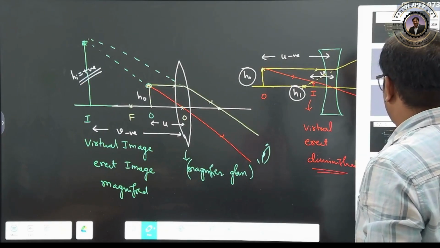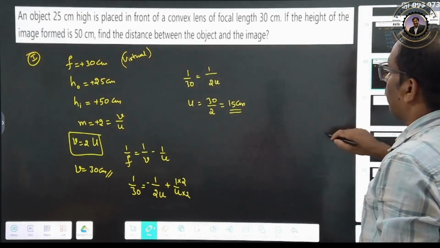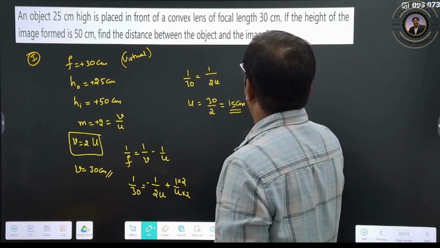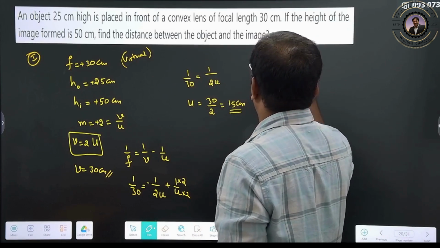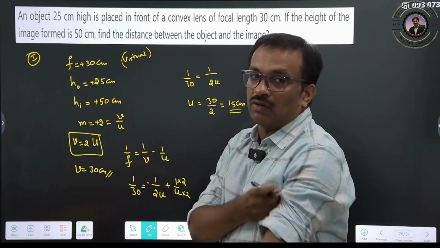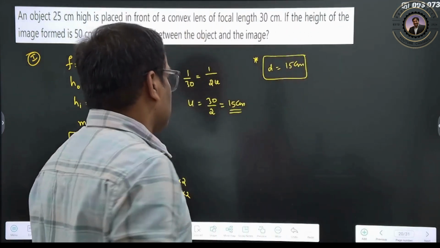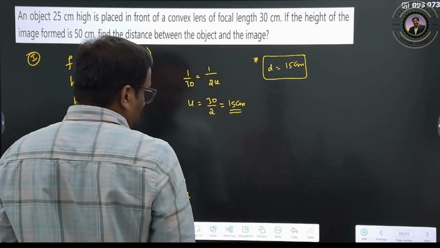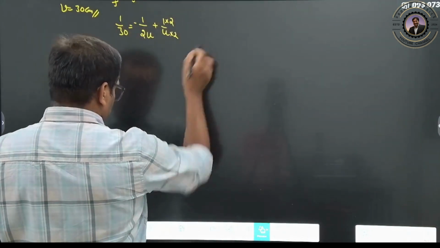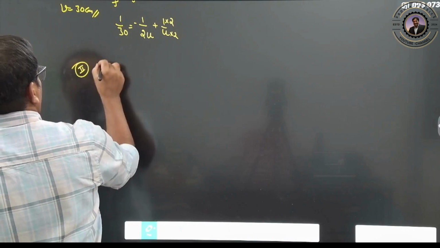Clear? So now the distance between the object and image, d, will be equal to 15 centimeter. Clear? This distance you cannot calculate by using the sign conventions to find the distance between them. Now next one, we can do it for the second situation.